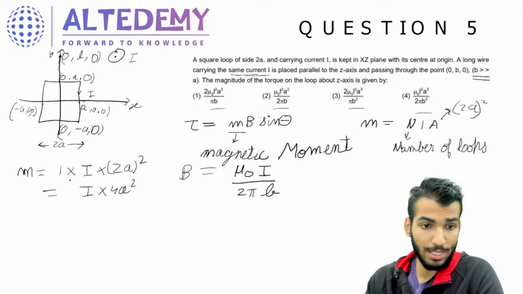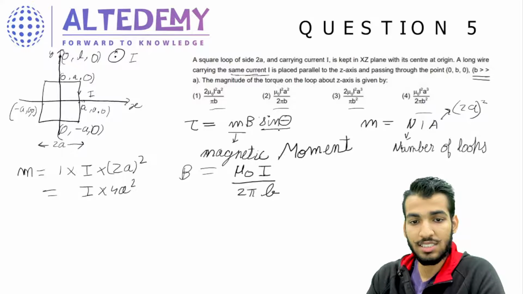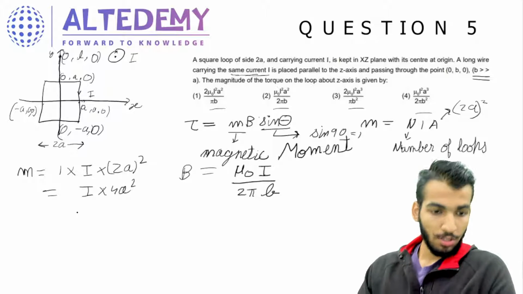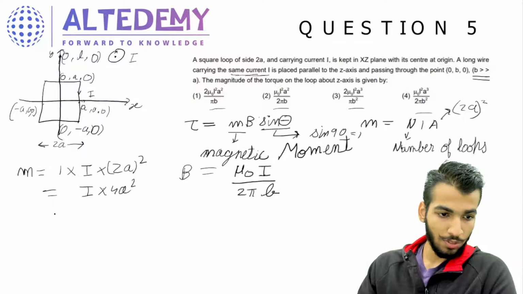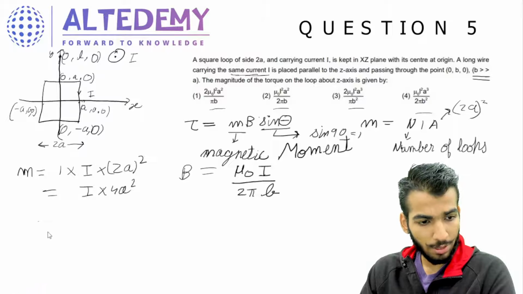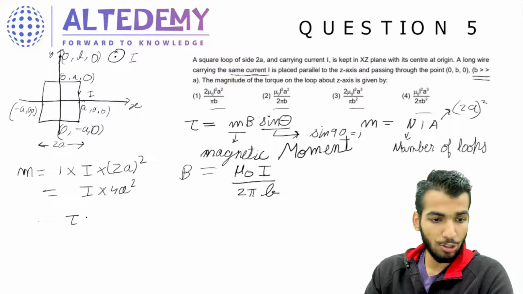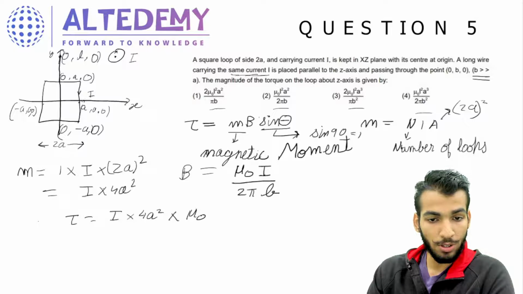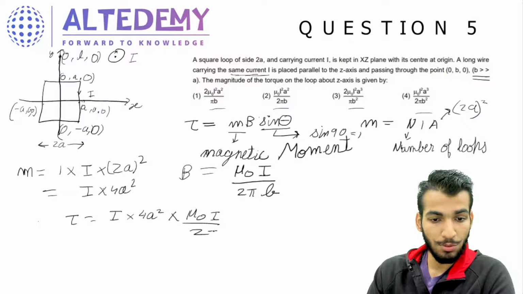Keep this in mind and let's multiply them. MB. And what is the sine theta? Sine theta is of course sine 90 degrees, which equals 1. Okay, sorry, let me just remove this, because we're calculating our torque. Torque will come out to be M into B, that is I into 4a square into mu naught I by 2 pi b.